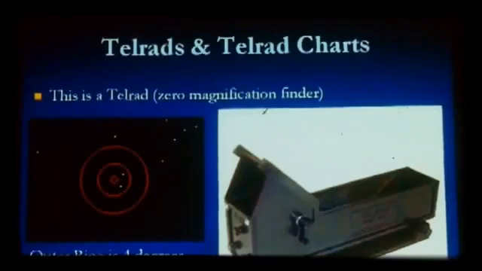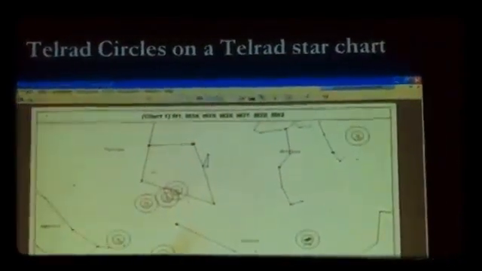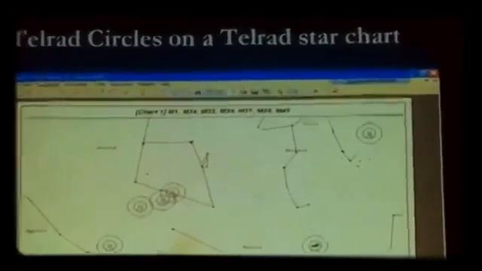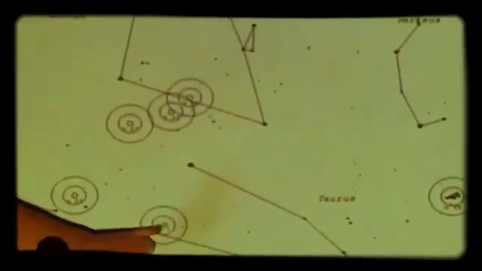One of the things, I don't know if it's on the next slide or not. Yes, it is. Okay, so TELRAD circles on a star chart. Do you see a similarity between the circles on the TELRAD and the star chart? Well, that was done deliberately. These TELRAD circles can show you, for instance, this is extremely useful, and it's very lucky that it lines up this way.